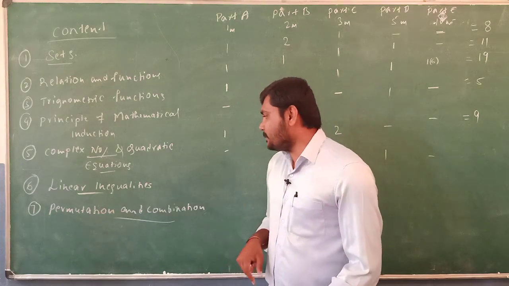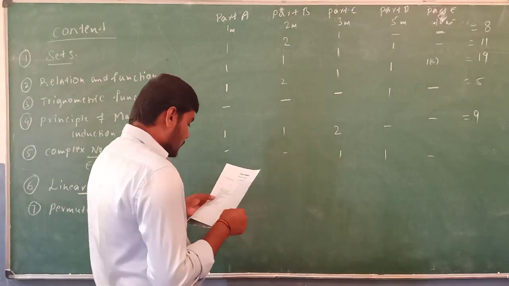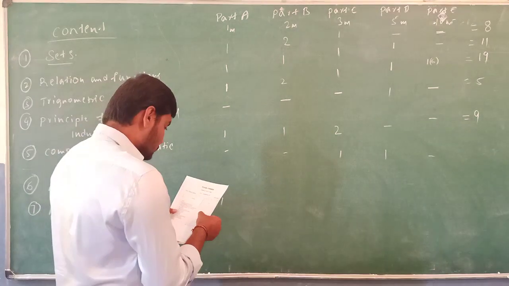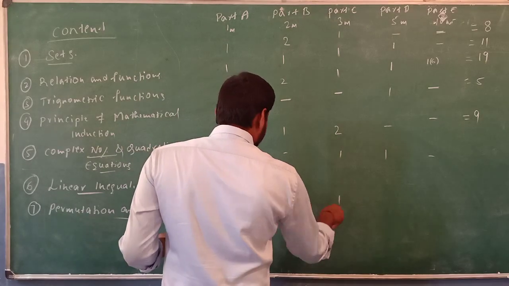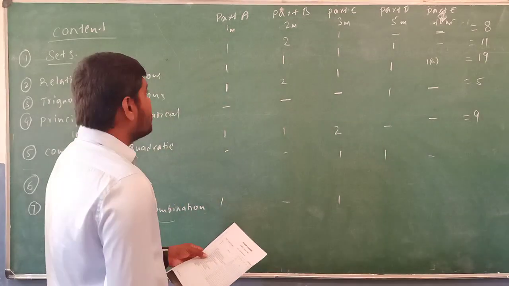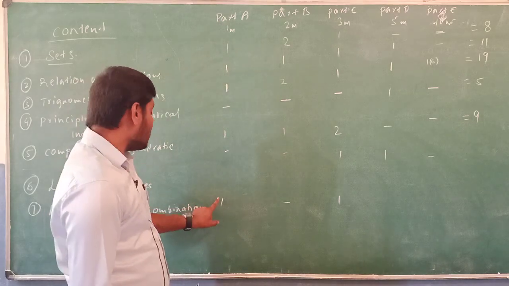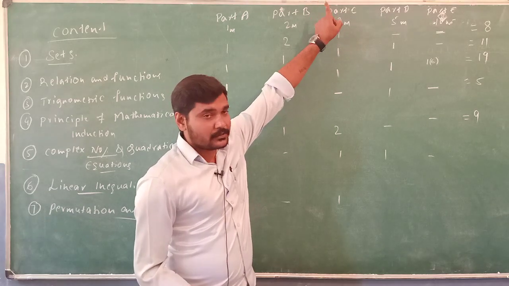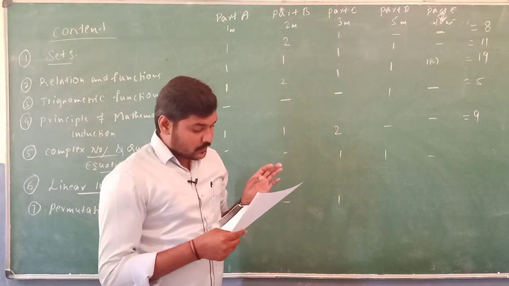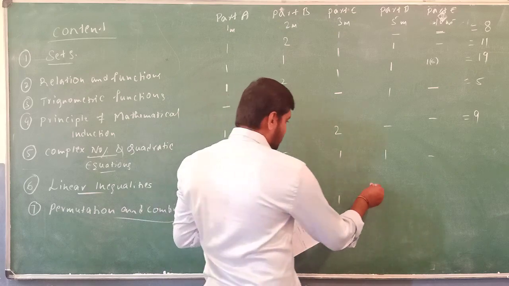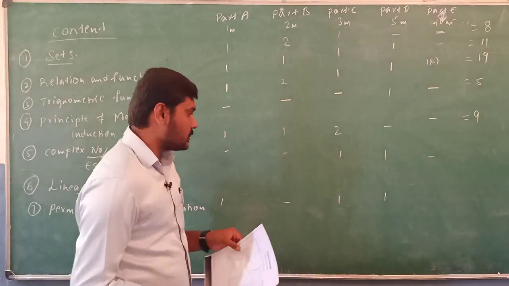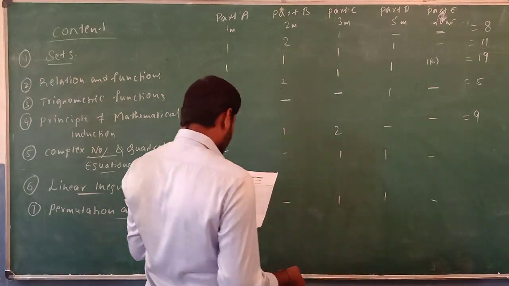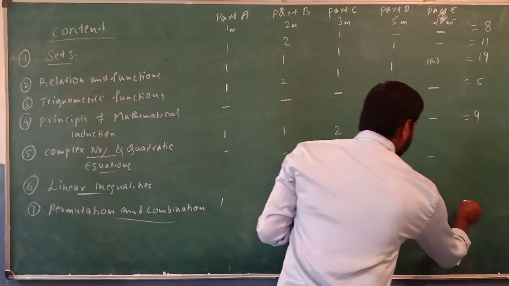ಕ್ಲಿಯರ್? So in this part, permutation and combination, there will be one question which is allotted for 1 mark and we have one question for 3 marks. There will be no 2 marks question here. So in part A we have one question which is allotted for permutation and combination. In part C, which is allotted for 3 marks, again we have one question. So in part D we have one question. Part D means a 5 marks question. So there will be no 10 marks question here. So just we have 9 marks.